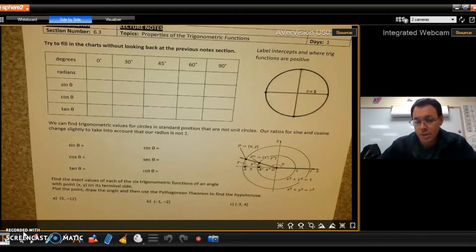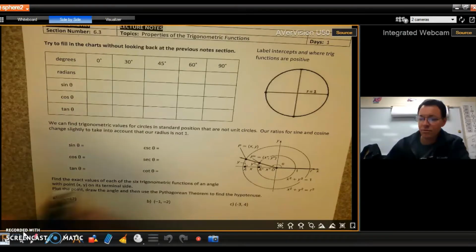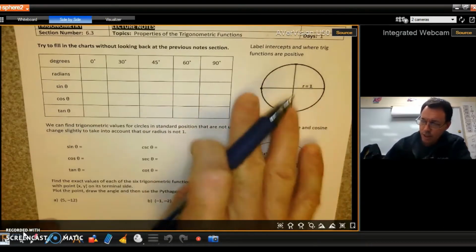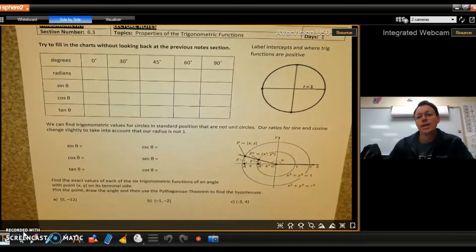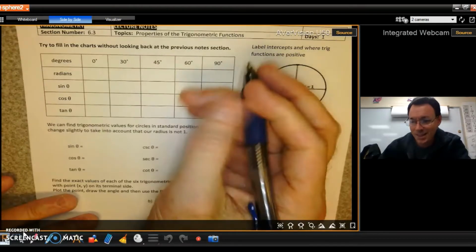Okay, so to the best of your ability right now, see if you can fill in everything you know about the chart, and then everything you know about this circle. Any points, like intercepts that would be useful, but then also where things are positive and where things are negative. Okay, so go ahead and do that now. I'll do it as well, but just don't watch me.